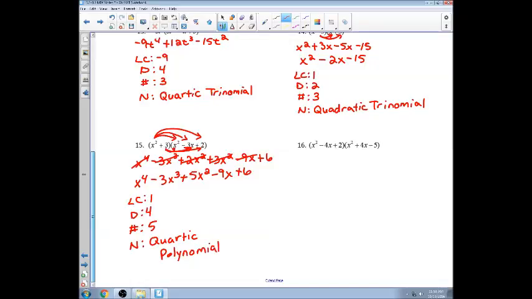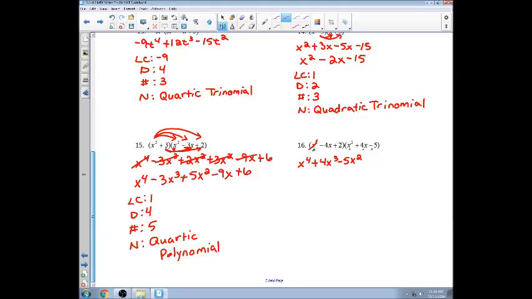Okay? On to 16, everything in the first set of parentheses times everything in the second set of parentheses. I'm not going to use arrows here because it gets a little sloppy. So it would be x squared times x squared, which would get me x to the 4th. X squared times 4x would get me positive 4x to the 3rd. X squared times negative 5 would get me negative 5x squared.